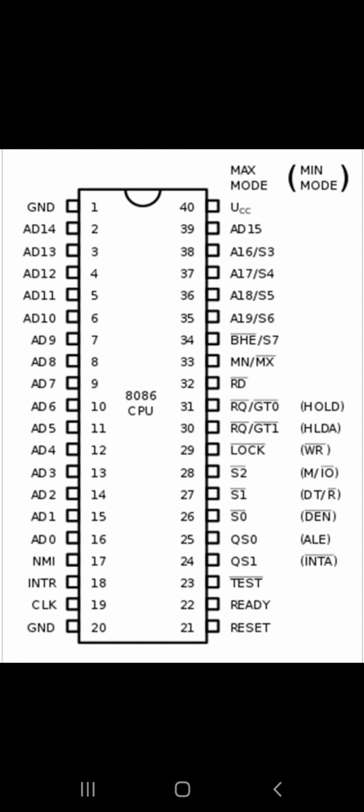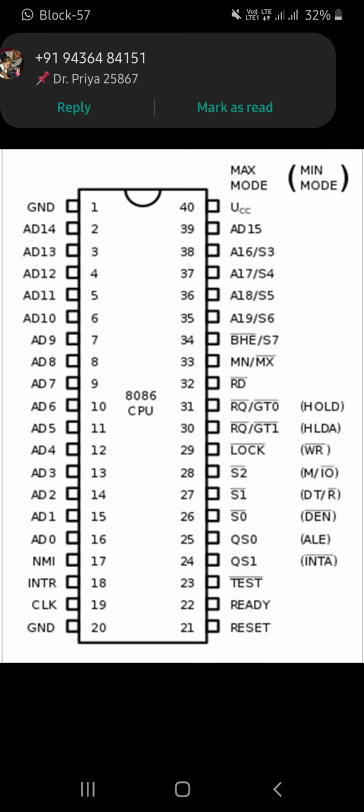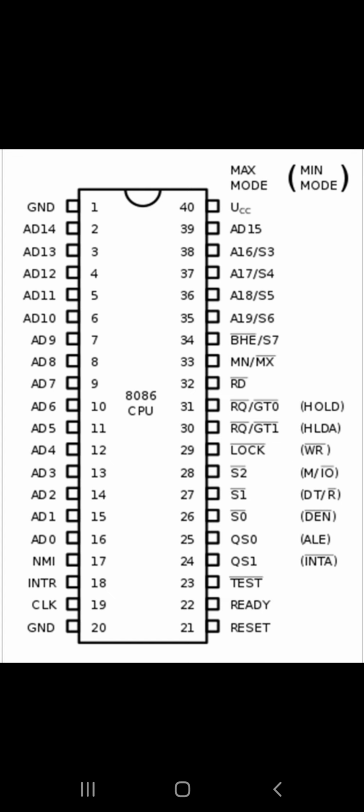As you can see in this pin diagram, there are 40 pins in this IC, right? This is a 16-bit IC. That means the internal data bus of this IC is of 16 bits, right? Next thing is you can see the pins, pin number 16 to pin number 2, that is AD0 to AD14, and the pin number 39, that is AD15.